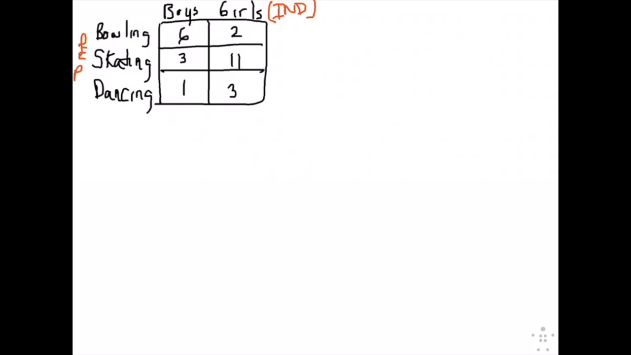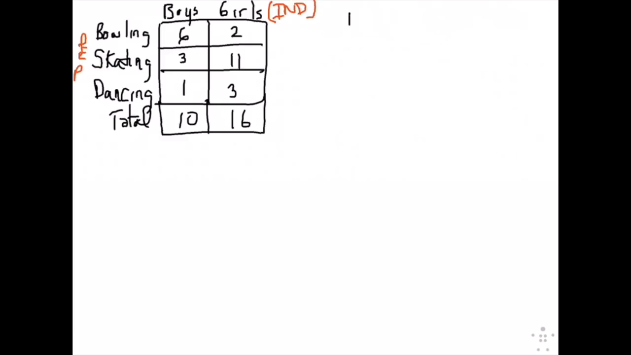So if you remember, we now know that we need to total the independent. So in this case, we're totaling the columns, right? Total. If the rows were the independent, then we would total those. So 6, 3, and 1 is 10, 2, 11, and 3 is 16. Okay. So now we can make our relative frequency table.